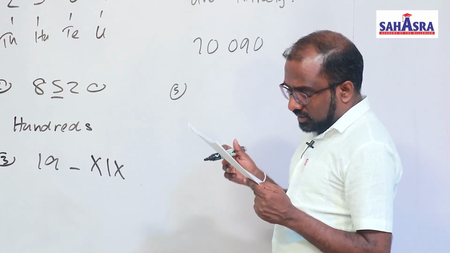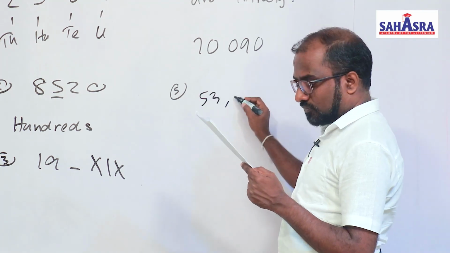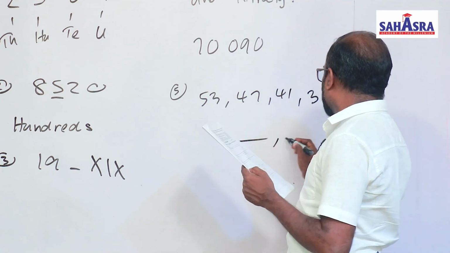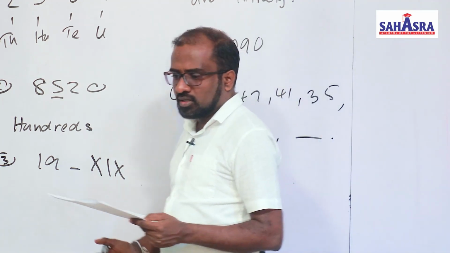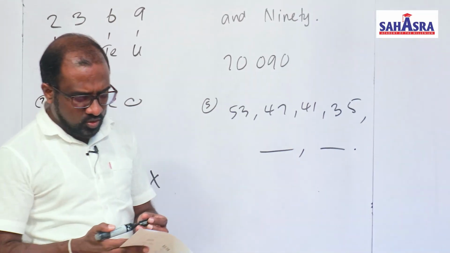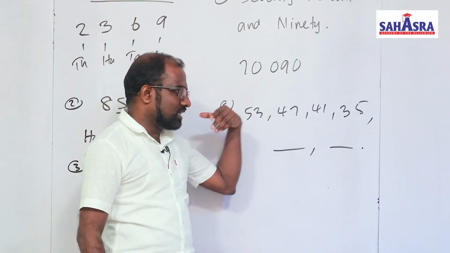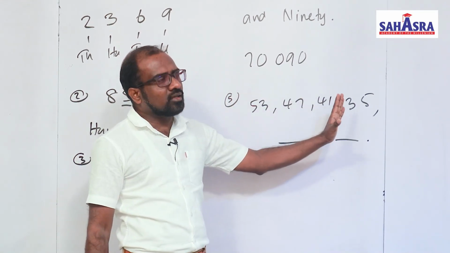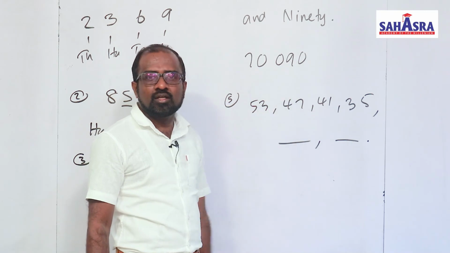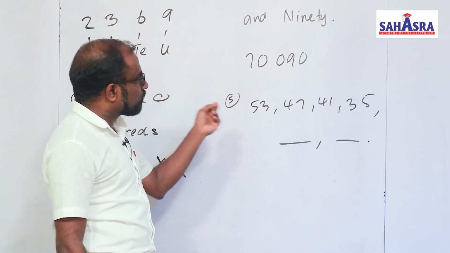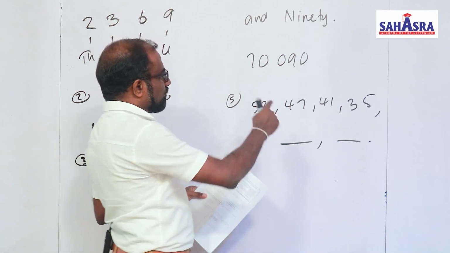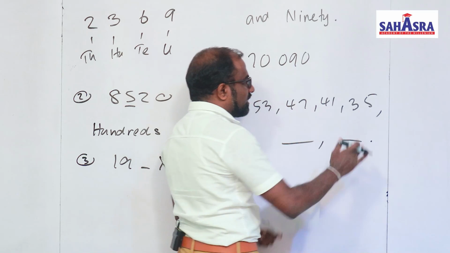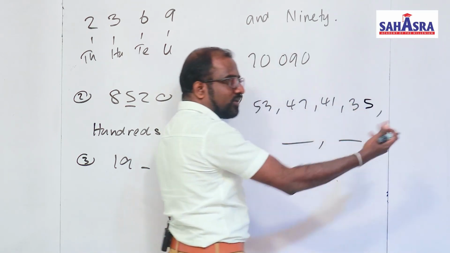Fill in the blanks of the number pattern. 53, 47, 41, 35, and you are given 2 blanks to complete this number pattern. So, you have only 2 types of number patterns in your grade 5 syllabus. Either ascending or descending. So, you have to find out what happens here. 53, 47, 41, 35. So, it's definitely subtracting, descending, right?